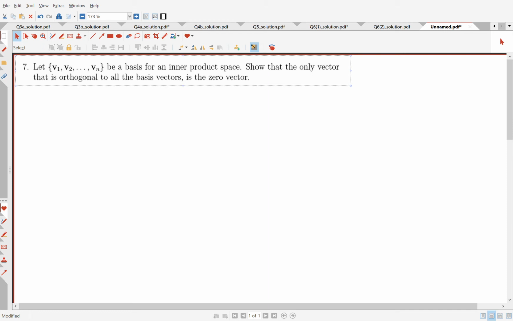Okay, let's do this question. So we have a set that is a basis for an inner product space. Okay, so we can use inner product here. Show that the only vector that is orthogonal to all the basis vectors is the zero vector.